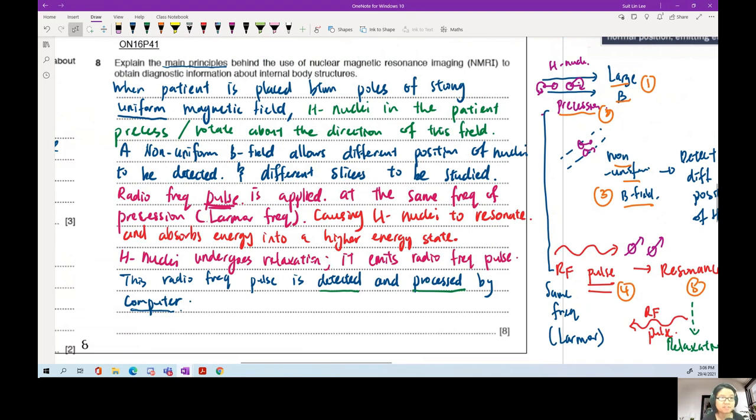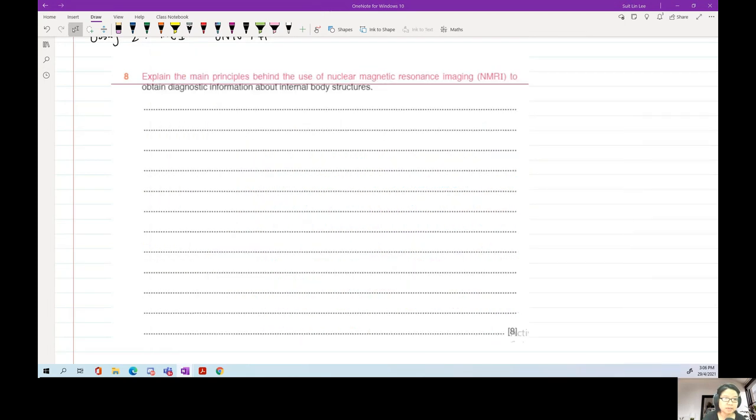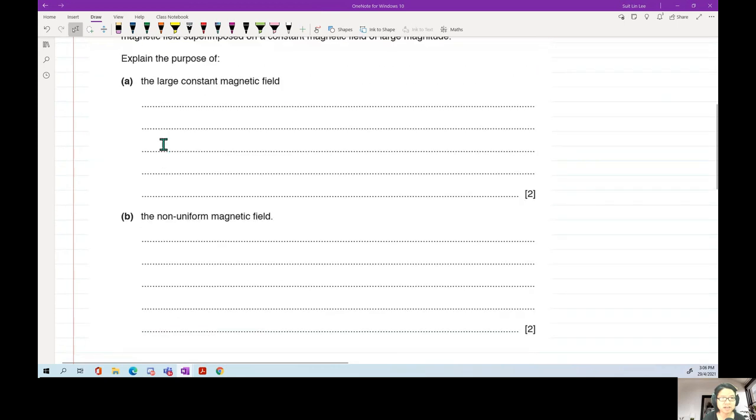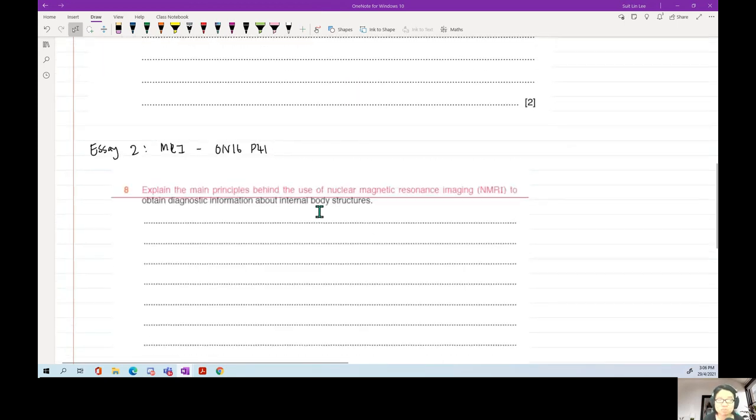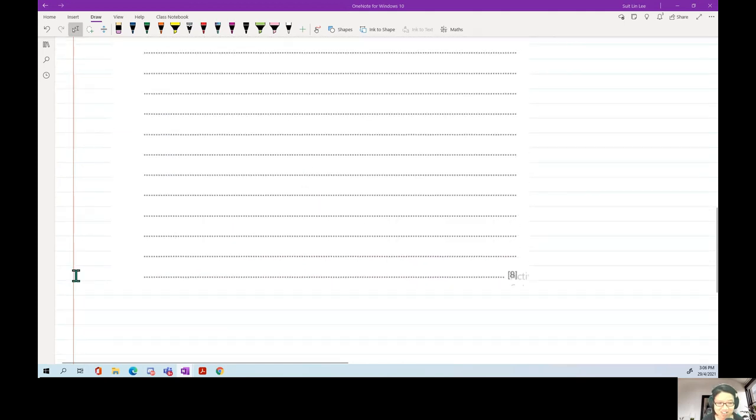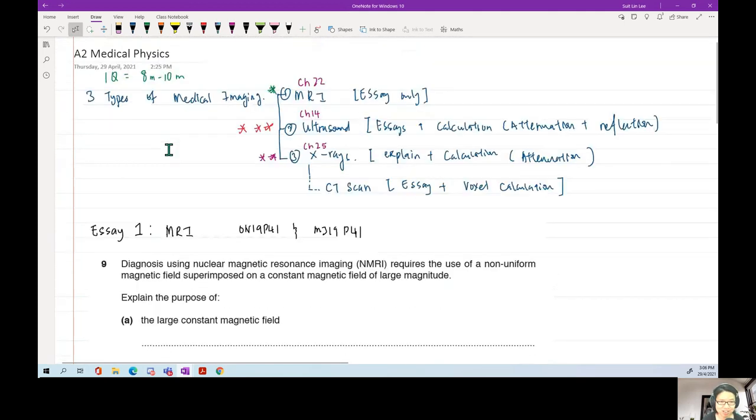All right, that'll be the first medical imaging. I'm going to leave this here as empty space so you can write as practice. You need to practice, okay? I don't need to practice, you do.